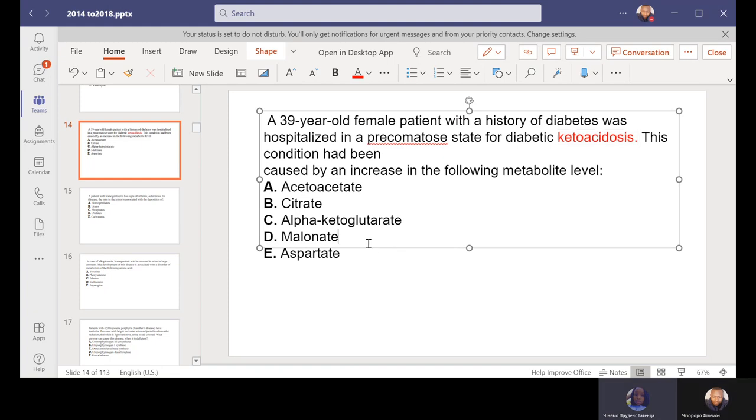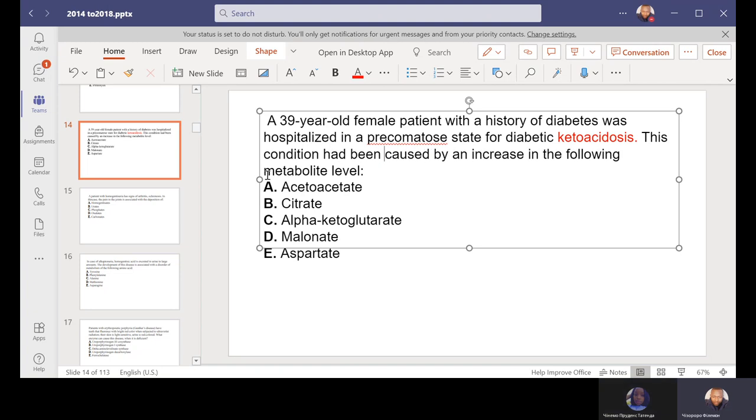Ketone bodies, ketoacidosis. That's diabetes mellitus. So in diabetes, there is metabolism of ketone bodies, right? This whole question is asking you to point out the ketone bodies, all right? The ketone bodies.